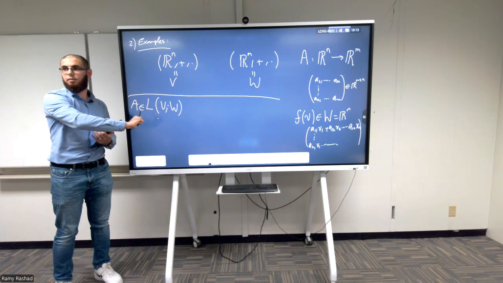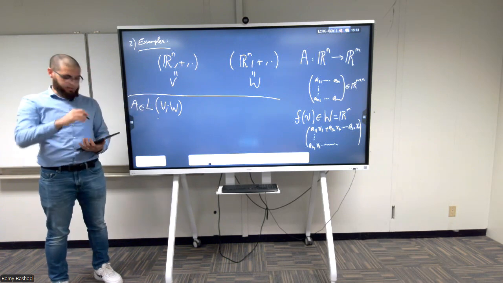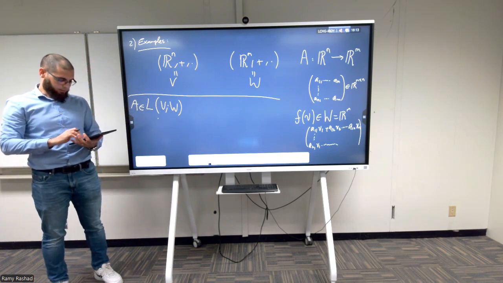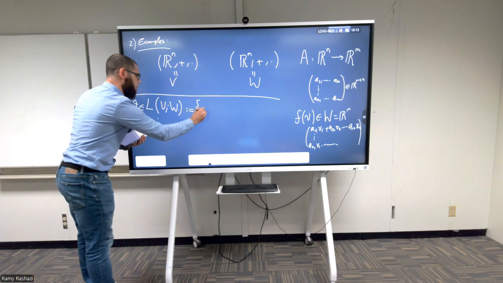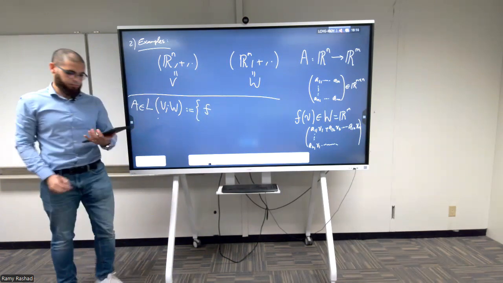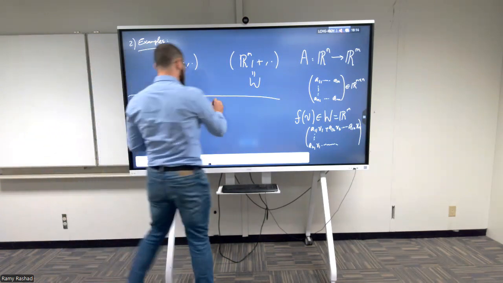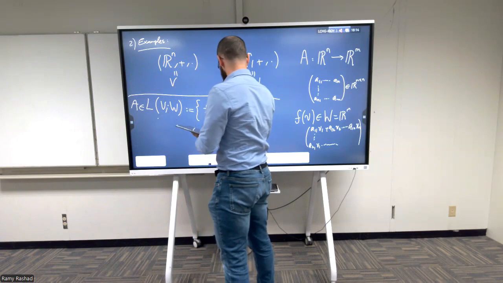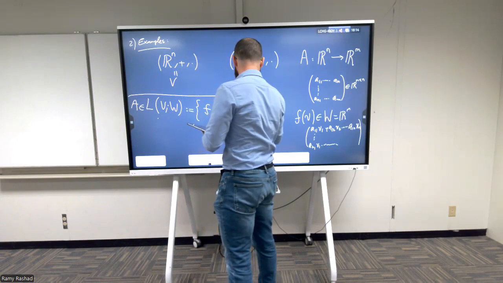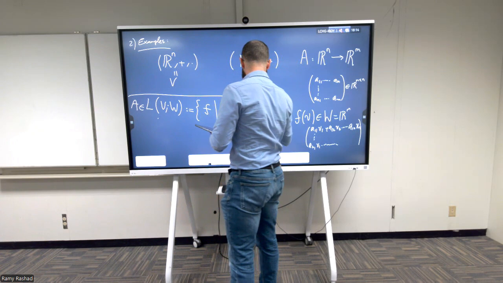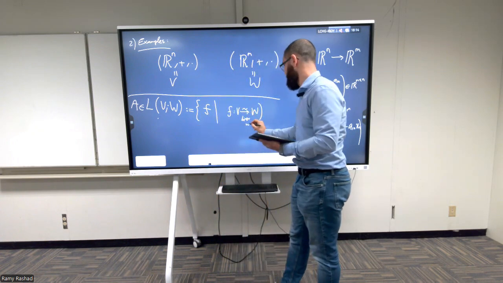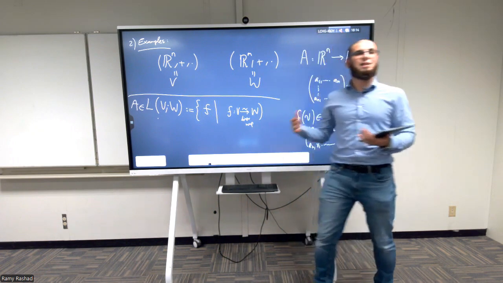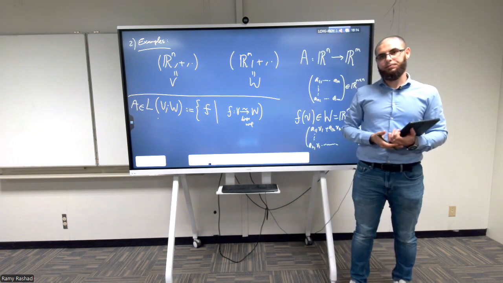This is the set. So how is this defined? How is this set defined? Let's define it, and we're going to write like this. So this is defined as all F's such that F is a map from V to W, but it's also linear. So this is just a notation to identify that this is a linear map. In other words, it's just the set of all linear maps.